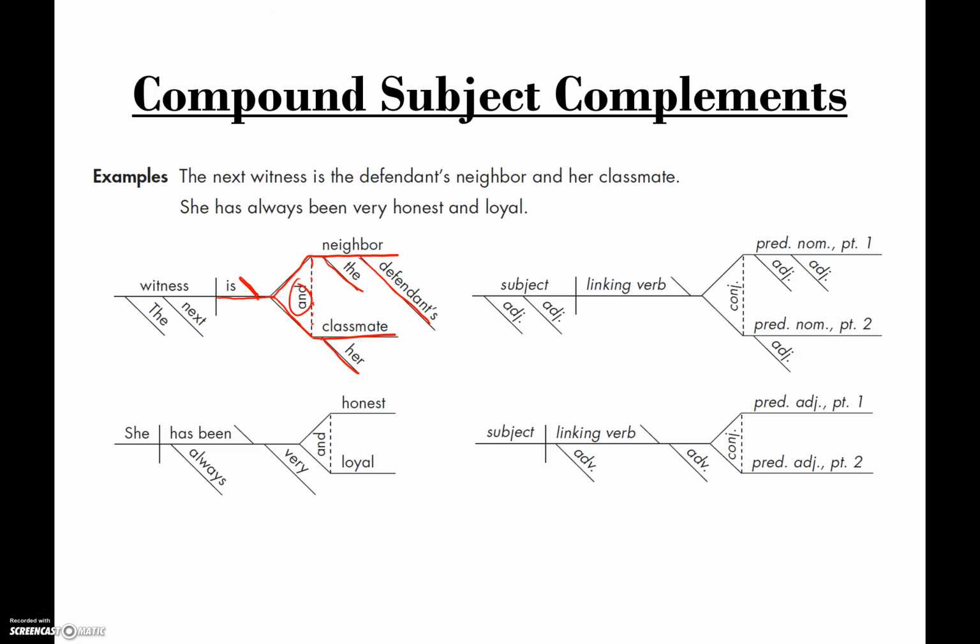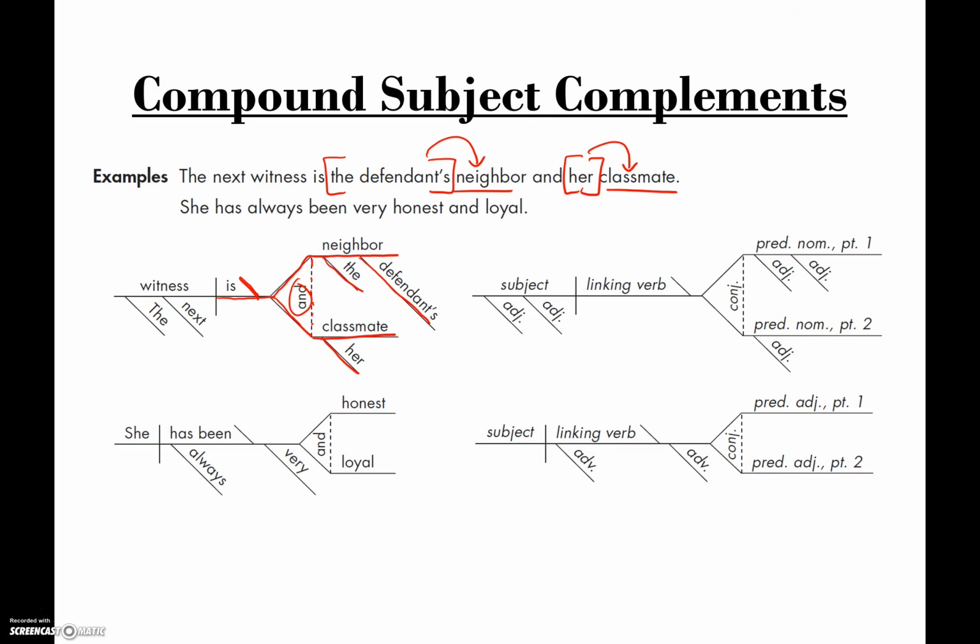So in the first example, it says the next witness is the defendant's neighbor and her classmate. So we're naming the witness as the neighbor and classmate. We have some adjectives that describe neighbor and an adjective that describes classmate as well.